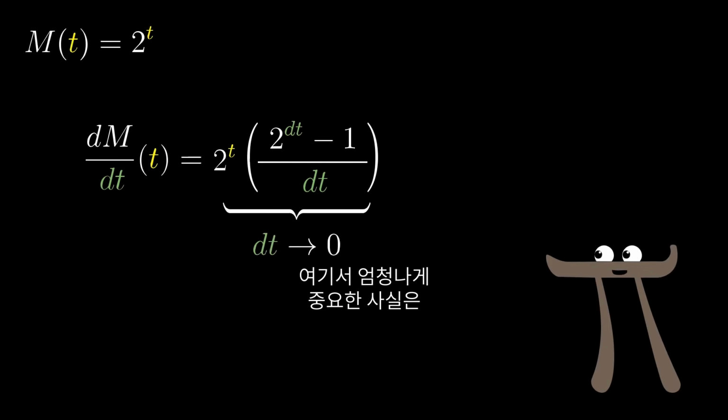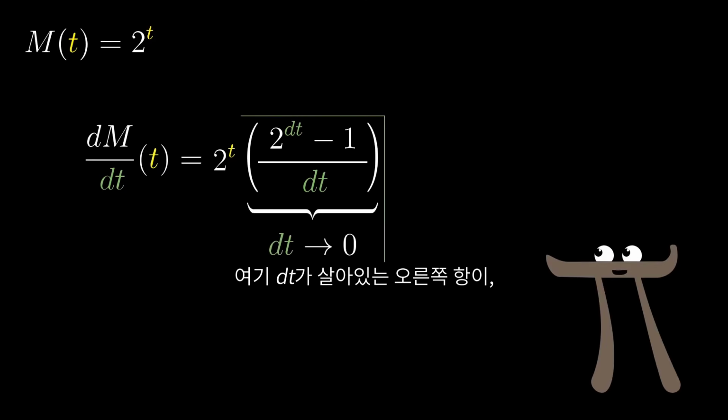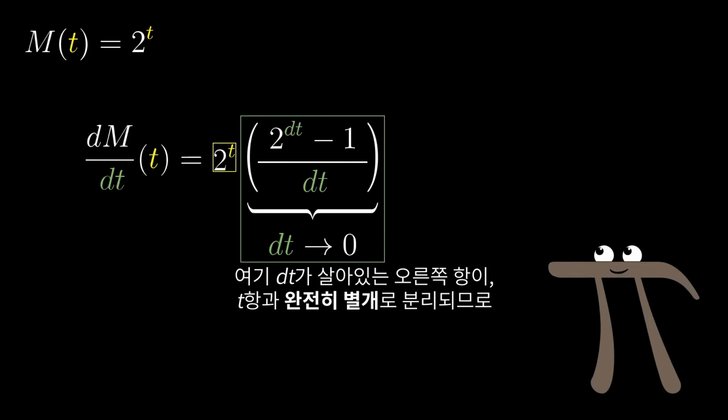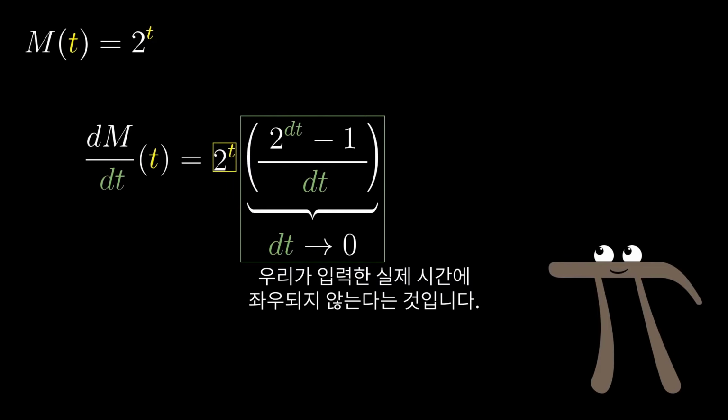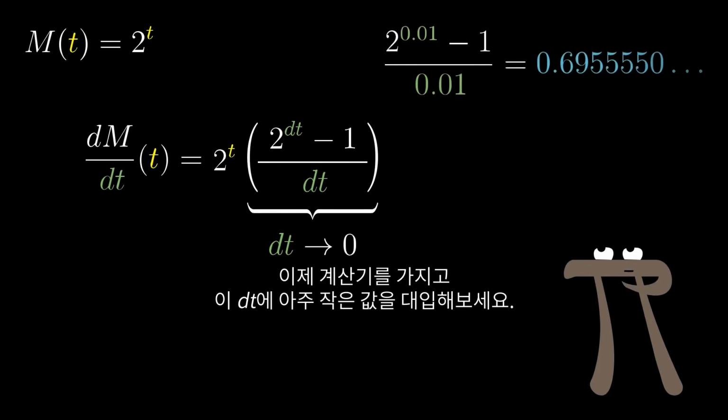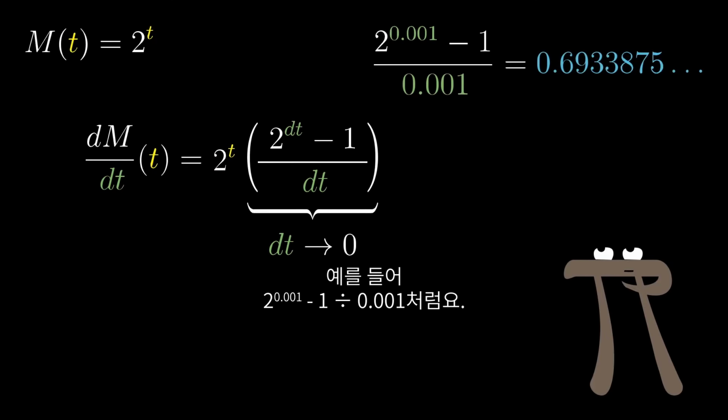But a tremendously important fact is that this term on the right, where all of the dt stuff lives, is completely separate from the t term itself. It doesn't depend on the actual time where we started. You can go off to a calculator and plug in very small values for dt here. For example, maybe typing in 2 to the 0.001 minus 1 divided by 0.001.